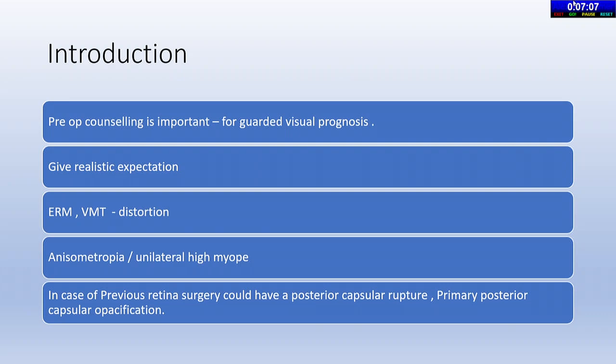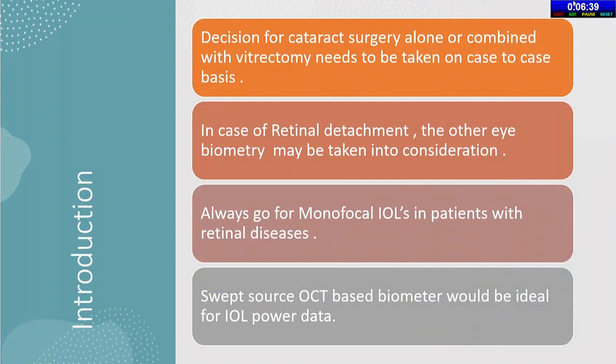In case of a previous retinal surgery, patients will have a pre-existing posterior capsular rupture or a primary PCO. So the decision for cataract surgery alone or combined with vitrectomy needs to be taken on a case-to-case basis. In patients presenting with a retinal detachment with a complicated cataract, the other eye biometry can be taken into consideration. Always we should go for a monofocal IOL in patients with retinal and macular pathologies. Nowadays, swept source OCT based biometers are ideal and give us more accuracy in calculating IOL power.